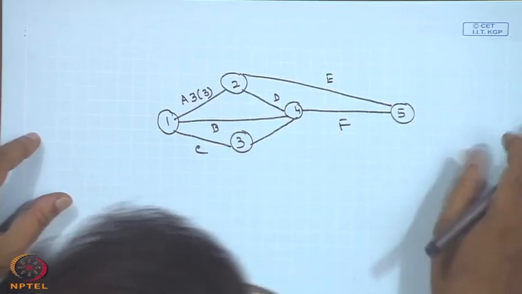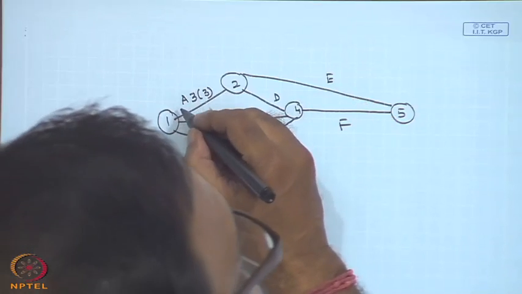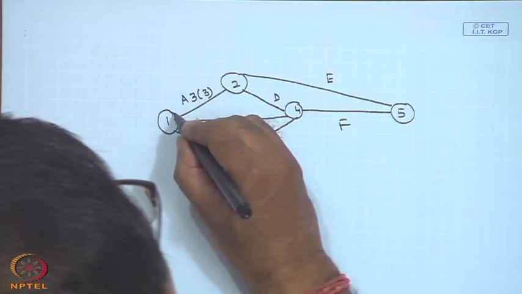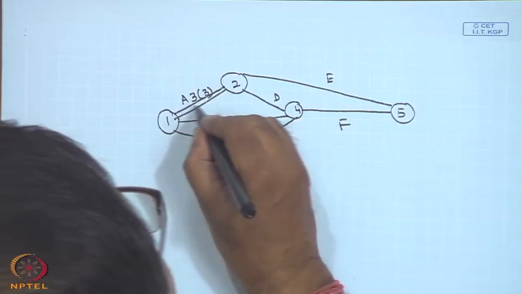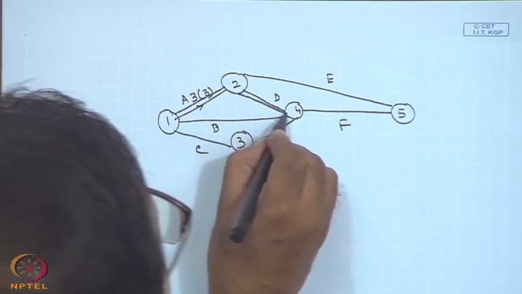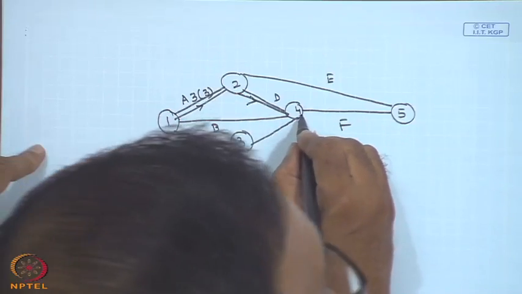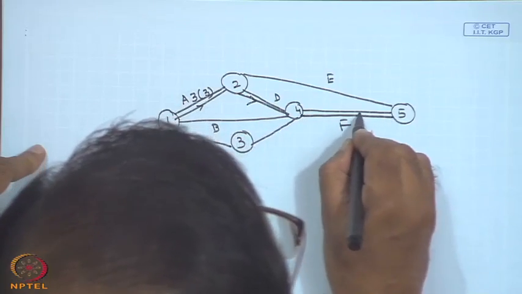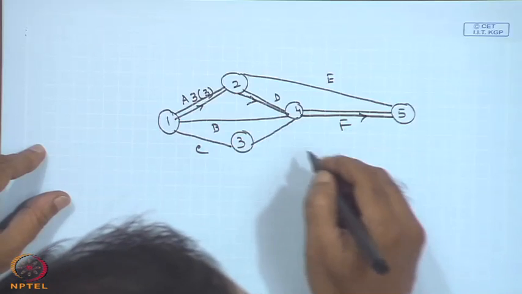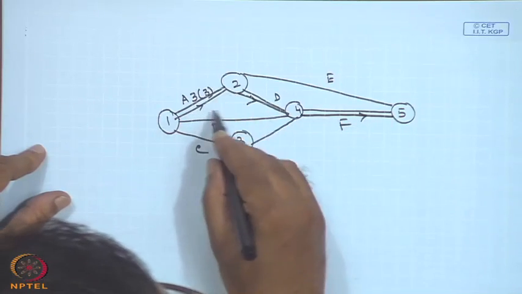If you calculate now in the same way, you will find that the critical path you are obtaining is this one. A to B, 1 to 2, then 2 to 4, this one is coming and then 4 to 5. So, basically now your path is 1, 2, 4 and 5, this path A, D and F.